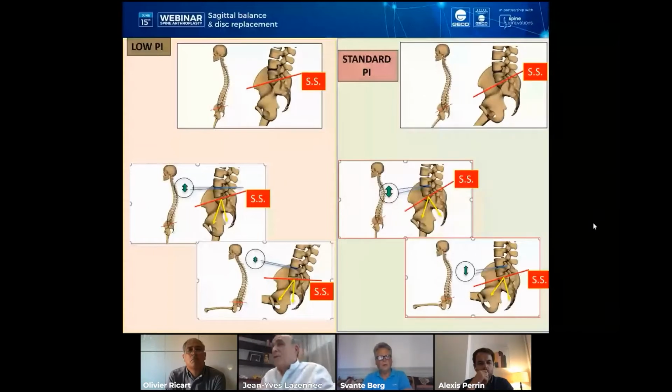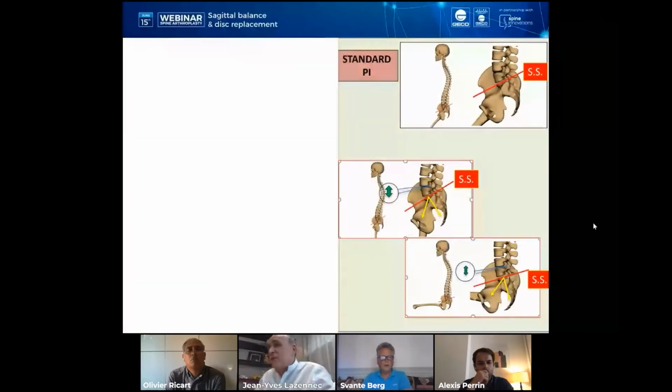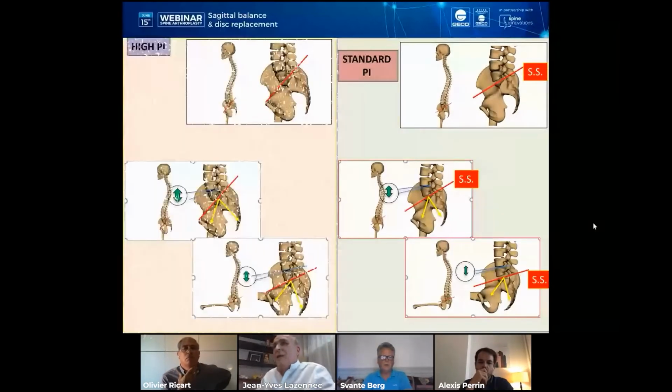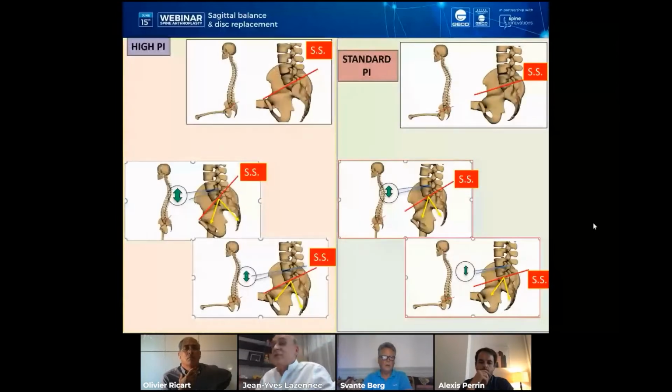Now we look at the same standard pelvic incidence patient. You see the variation of sacral slope, very typical. And now you see a high pelvic incidence patient, and you see there is a much more important modification of sacral slope. So probably we are demanding more of the implant. Look at those two cases.